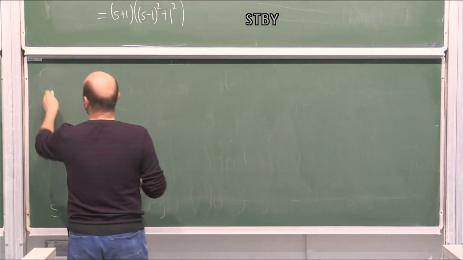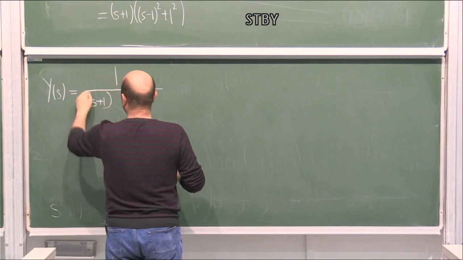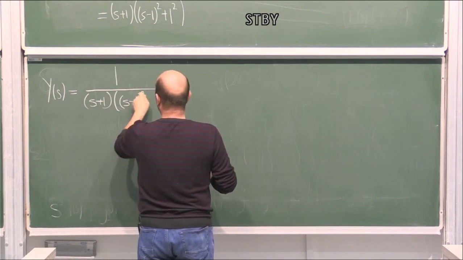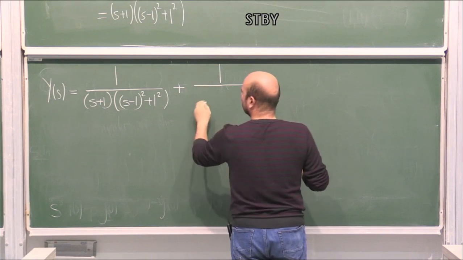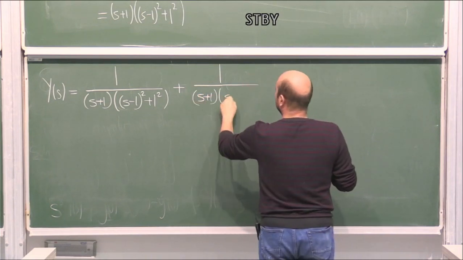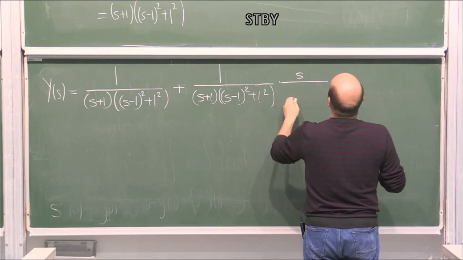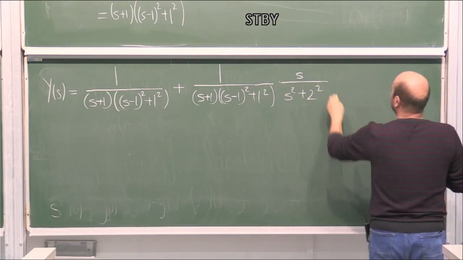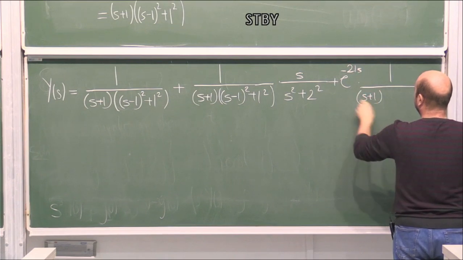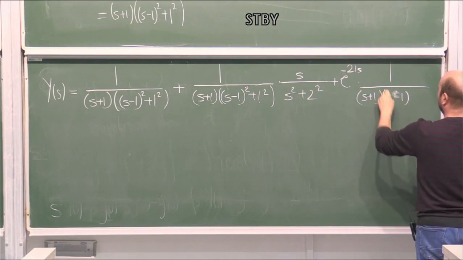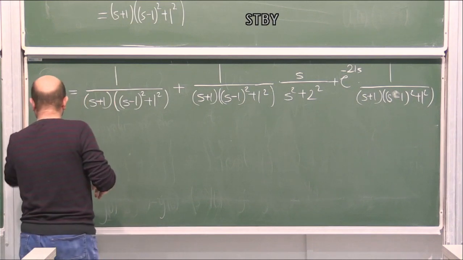So now I can write Y(s) in the following way: 1 over (s plus 1) times ((s minus 1) squared plus 1 squared), plus, again, a similar thing, 1 over (s plus 1)((s minus 1) squared plus 1 squared) times s over (s squared plus 2 squared), plus e to the minus 21s times 1 over (s plus 1)((s minus 1) squared plus 1 squared).